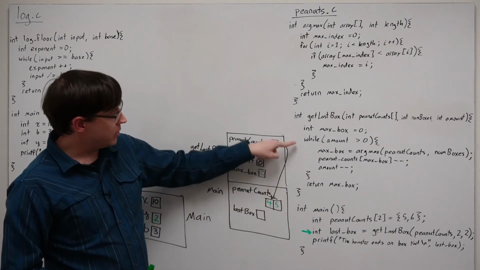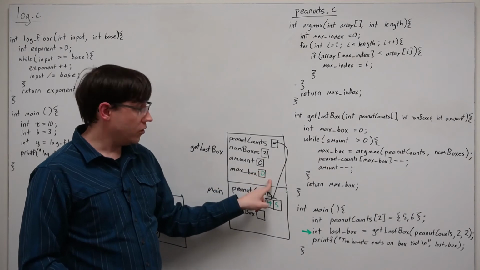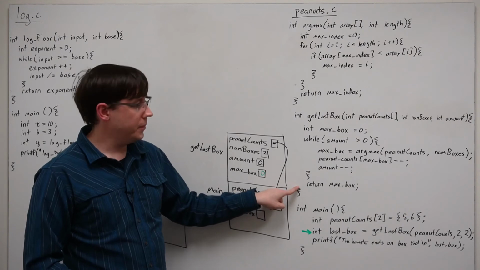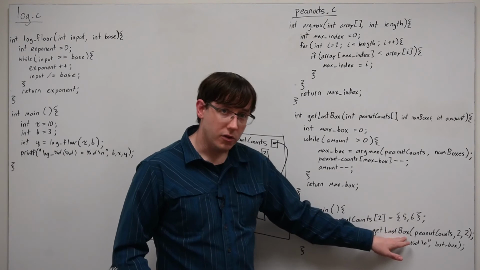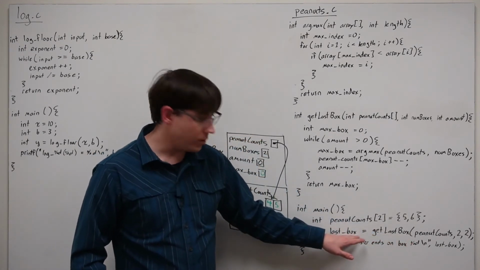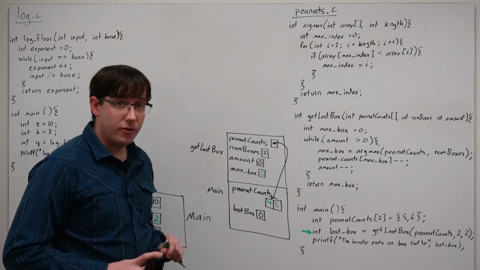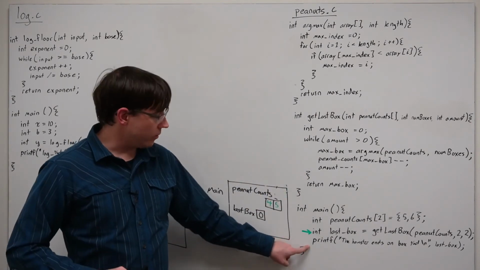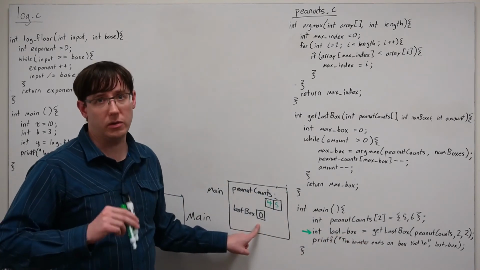Now we've reached the bottom of the loop, so we go back up and check the condition. Since amount is no longer greater than 0, this is false, and we drop down to the bottom where our return statement gives back maxBox. And so when getLastBox returns 0, we fill that into our lastBox variable in main. Again, the stack frame goes away, and main resumes executing right where it left off, and it will print that the hamster ends on box 0.